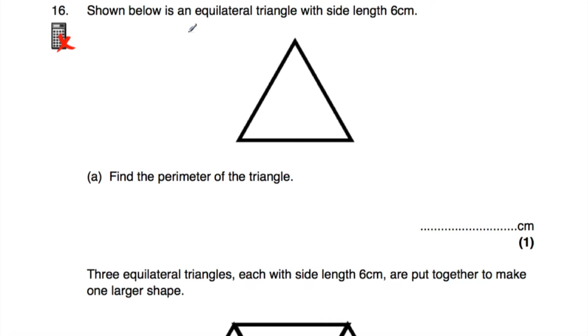Question number 16 says, shown below is an equilateral triangle with side length 6 centimetres. So that means each of the sides has got a length of 6 centimetres because it's an equilateral triangle. All the sides have got the same length. We've been asked to find the perimeter of the triangle, so we just need to do 6 plus 6 plus 6. 6 plus 6 is 12, plus 6 is 18, so it is 18 centimetres. So the perimeter of the triangle is 18 centimetres.